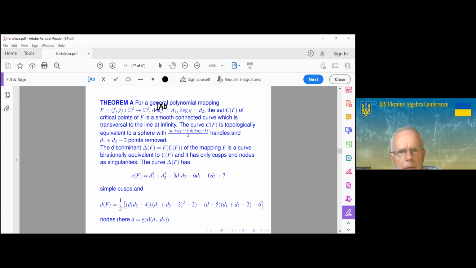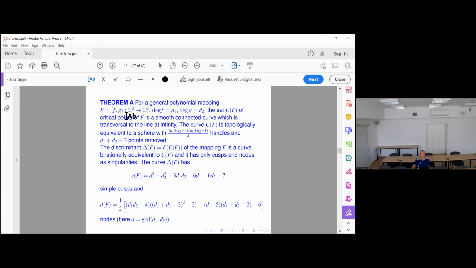The next. For a general polynomial mapping from C2 to C2 of degrees D1 and D2, the set CF of critical points is a smooth connected curve which is transversal to the line at infinity. But no, this is the easy part, of course. The curve CF is topologically equivalent to a sphere with this number of handles and D1 plus D2 minus 2 points removed.